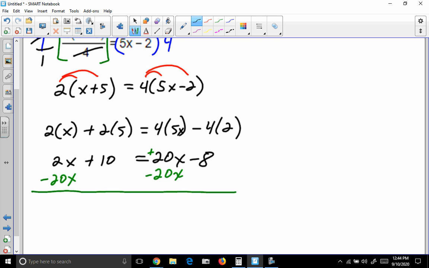So on the right side, 20 minus 20 is 0, so those cancel. And that leaves us just the minus 8 term. On the other side, we have these two are alike, opposite sign. So we're going to do 20 minus 2, which is 18x. Take the larger sign. Bring down the 10.